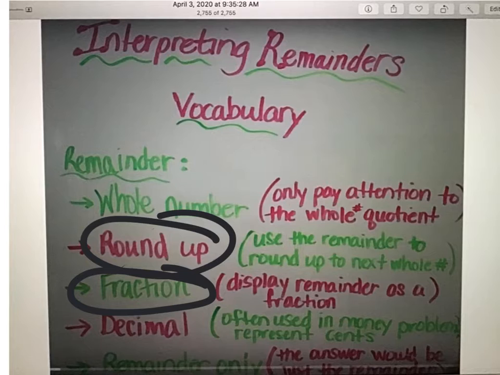This video will talk about ignoring the remainder, where you would only pay attention to the whole number, the quotient at the top of your problem. It will talk about how to write your remainder as a decimal, or how to ignore the quotient and have your remainder as your answer.